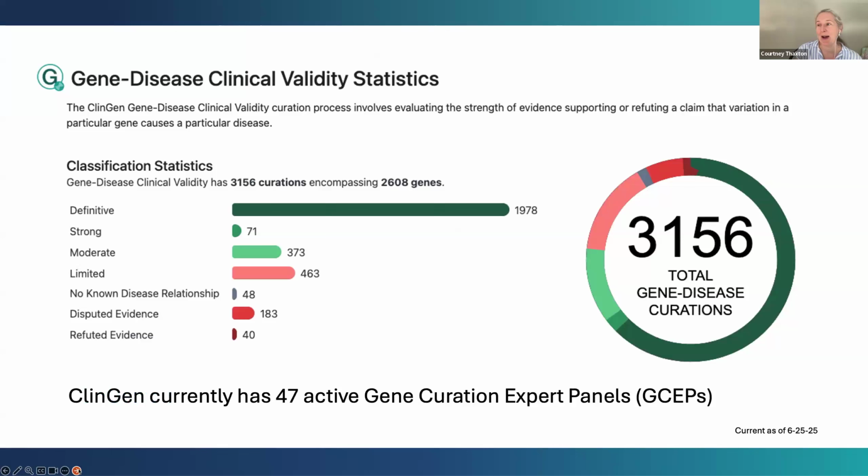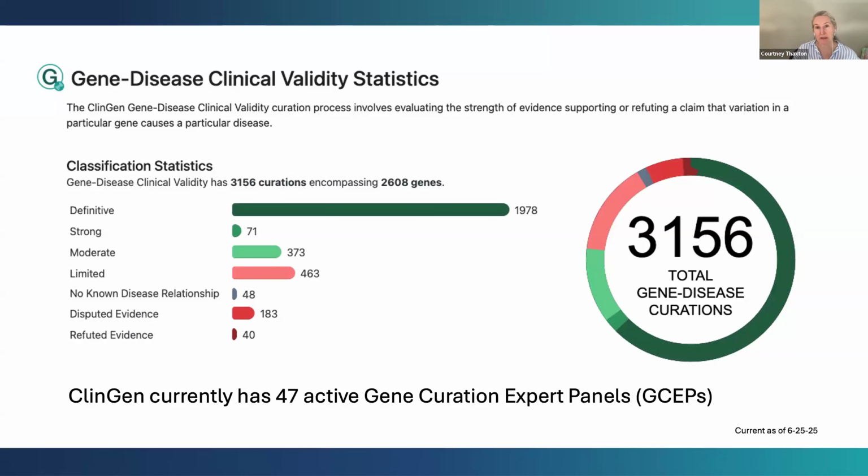And so if you go to look now, and this may even have changed from yesterday evening till today, who knows, but always visit clinicalgenome.org to be able to see the latest. But we have curated 3,156 gene disease curations, over 2,608 genes. So we're halfway to that goal of curating all the genes associated with monogenic disease. And this is currently over 47 active gene curation expert panels.